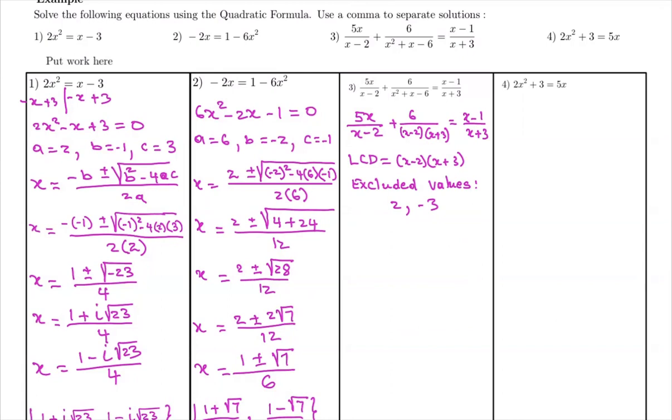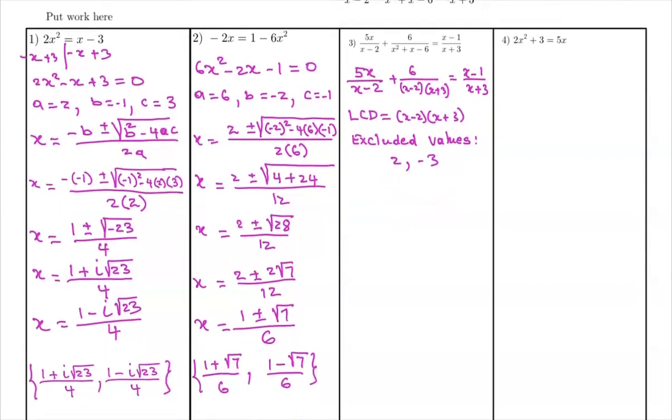Now, we're going to make sure that the denominators for all the fractions is x minus 2 times x plus 3. So this one is x minus 2. We need to multiply top and bottom by x plus 3 to complete the common denominator. So that's 5x times x plus 3 over x minus 2 times x plus 3. So we changed the look of the expression. We didn't change the expression because if we simplify it by x plus 3, we still have the same expression that we had prior to multiplying top and bottom by it.